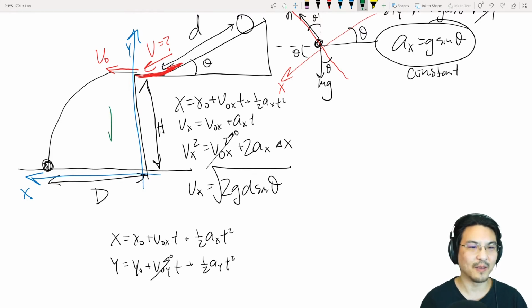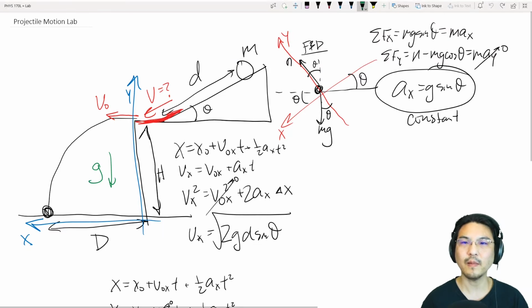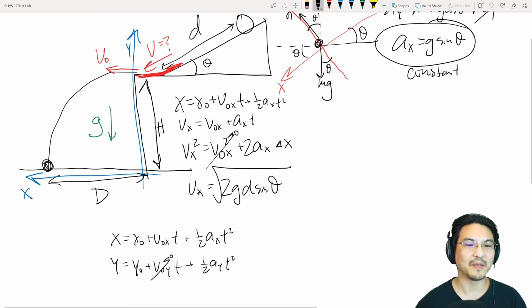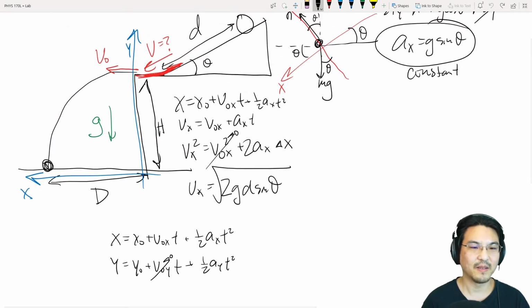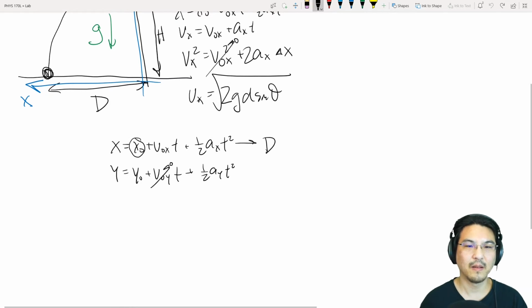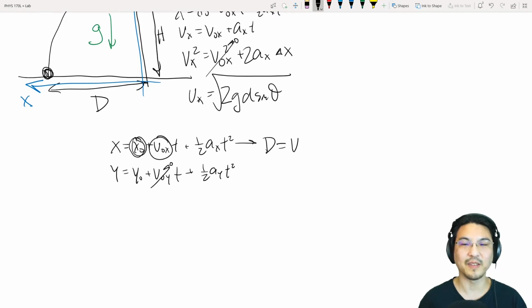And gravity is this way, and I picked my y-axis this way, so ay right here becomes negative g. So let me put all those substitutions in there. Okay, so x, when it hits the ground, becomes D. And then I put my origin here, so x naught is 0. So this is 0. This is v naught, cosine of 0. And ax is 0. So that's all we have right here.